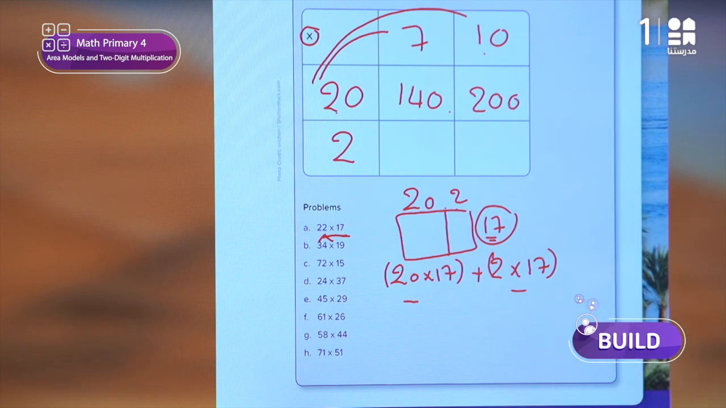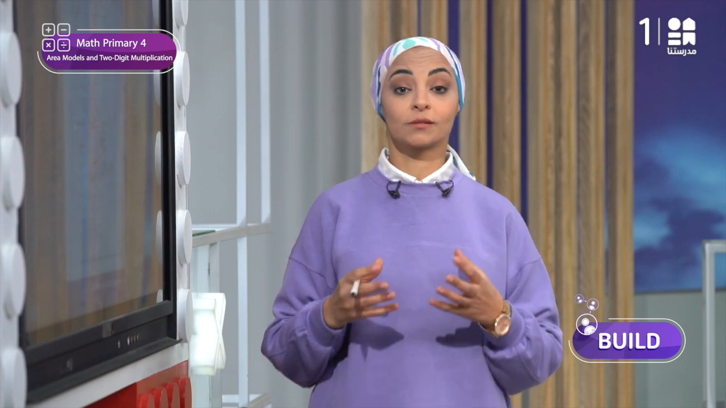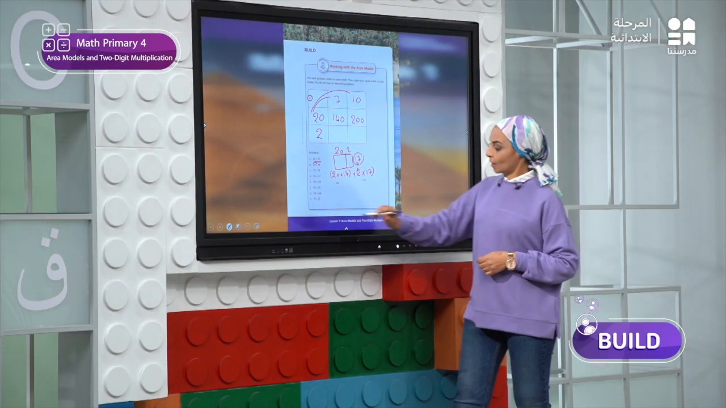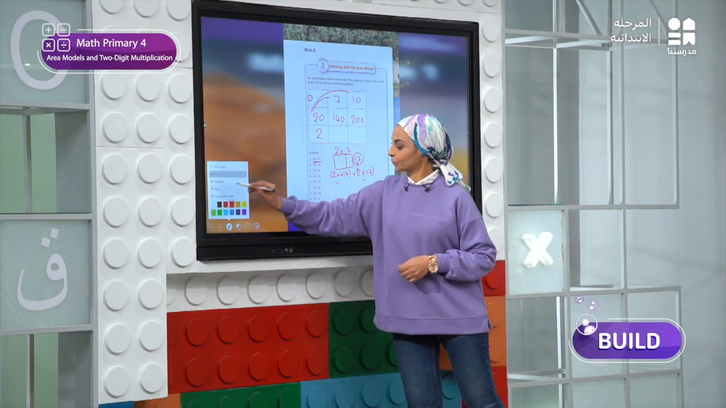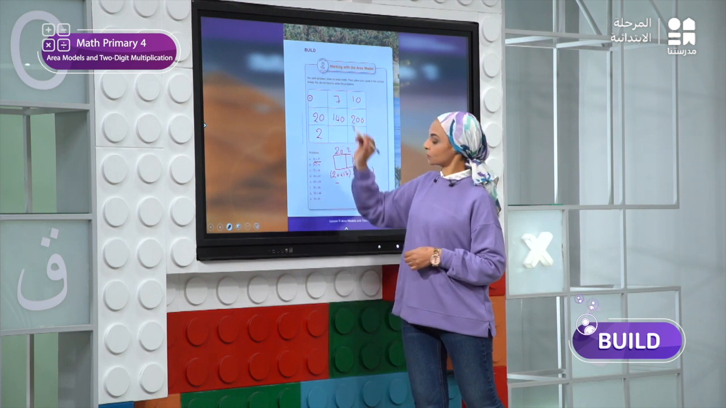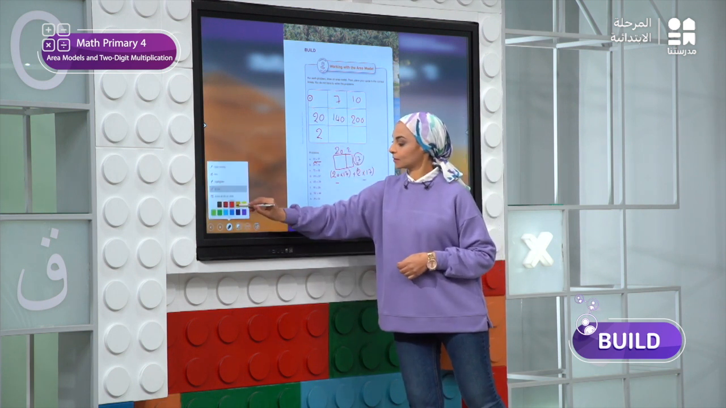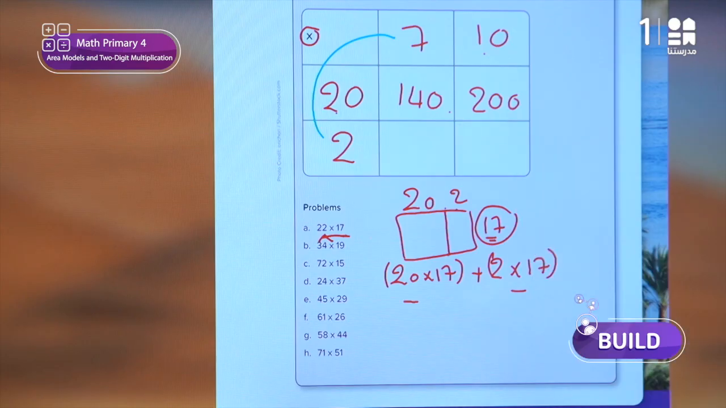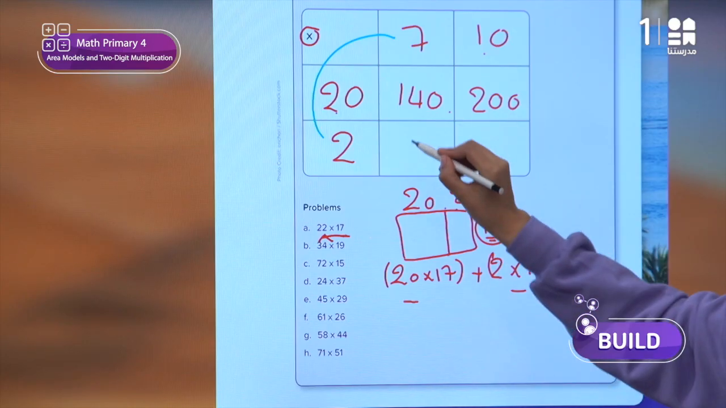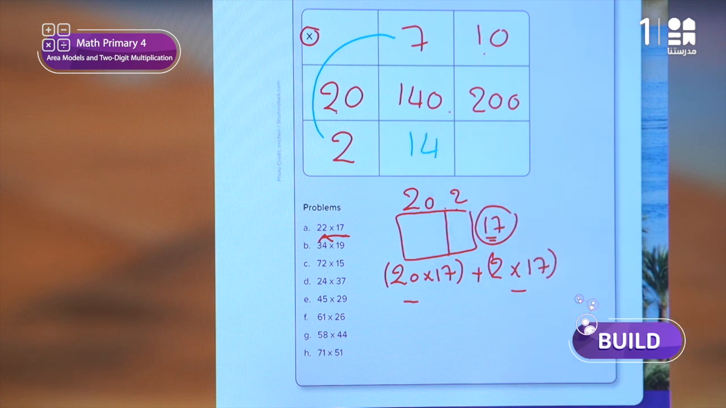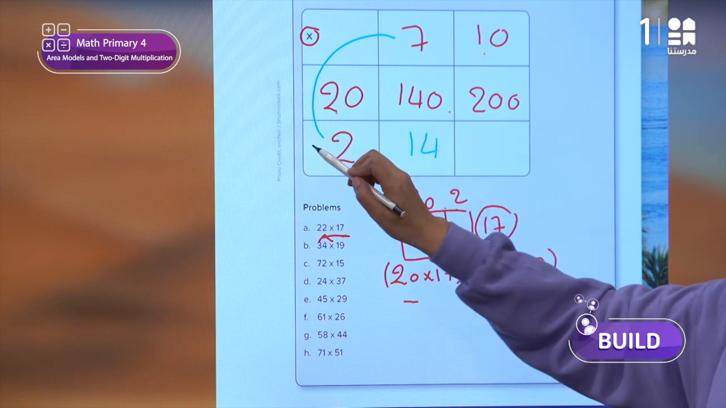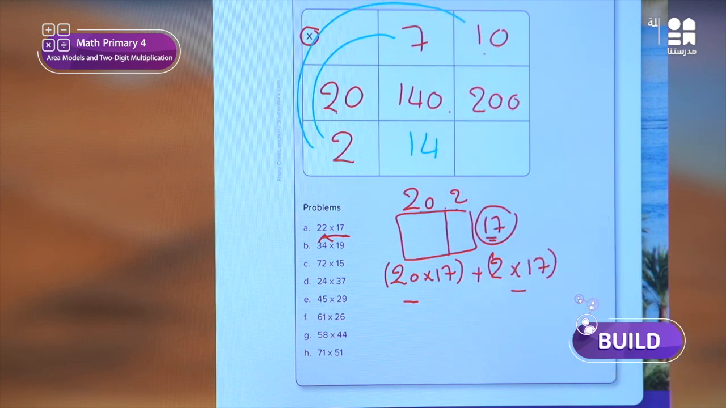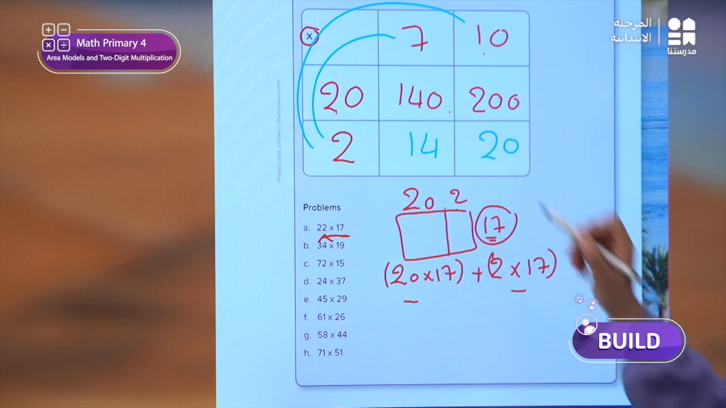Then what should I do? I will multiply 2 times 7. After I finish the first number, I will multiply 2 times 7. 2 times 7 gives me what? 14. So I will write the 14 here. Then what should I do? I will multiply 2 times 10. 2 times 10 equals 20.